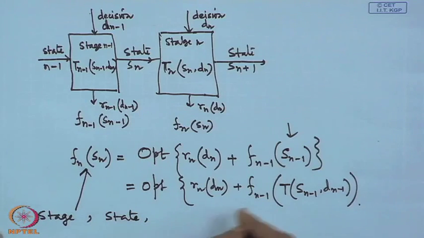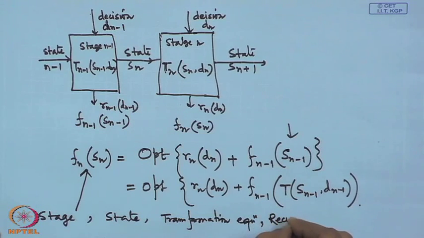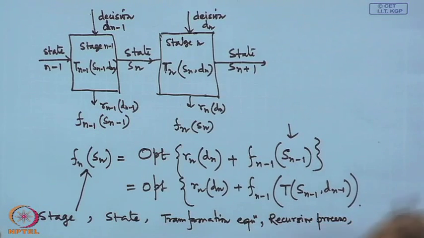The other thing we need to know is the transformation equation. I have already discussed the transformation equation in the last class, and we have to formulate the recursive process. We have to decide whether this is a forward recursive process or a backward recursive process. Accordingly, we have to formulate the recursive relation. That is the mathematical equation we need to formulate.